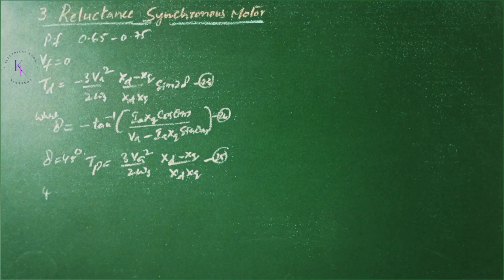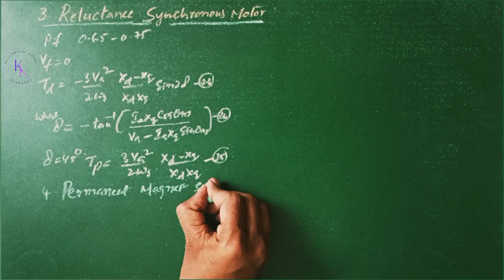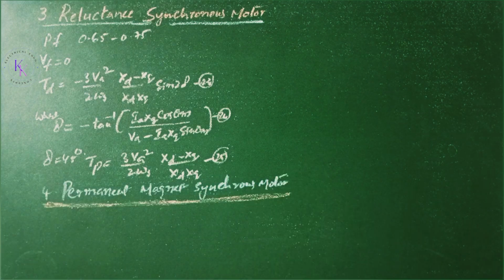Next one, fourth, permanent magnet synchronous motor. The permanent magnet motors are similar to salient-pole motors except that there is no field winding on the rotor, and the field is provided by mounting the permanent magnet on the rotor. The excitation voltage cannot be varied for the same frame size. Permanent magnet motors have higher pull-out torque.